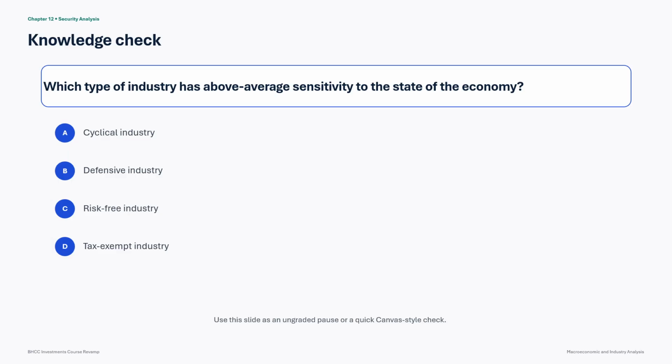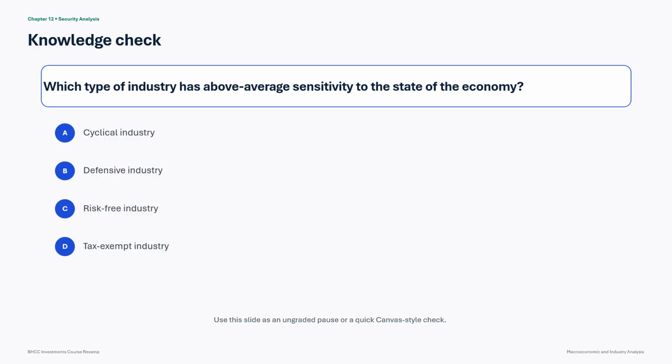Here is the knowledge check. Which type of industry has above average sensitivity to the state of the economy? A, a cyclical industry. B, a defensive industry. C, a risk-free industry. Or D, a tax-exempt industry. Pause for a moment and choose your answer. The correct answer is A, a cyclical industry.